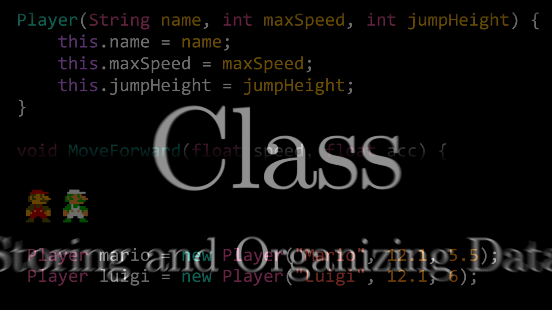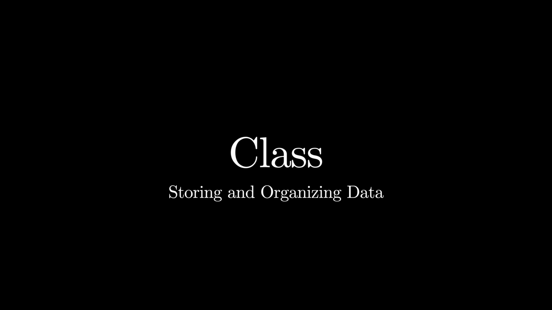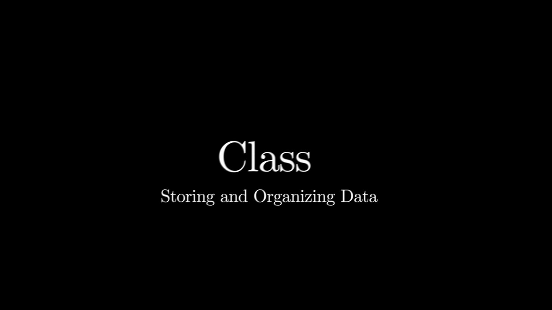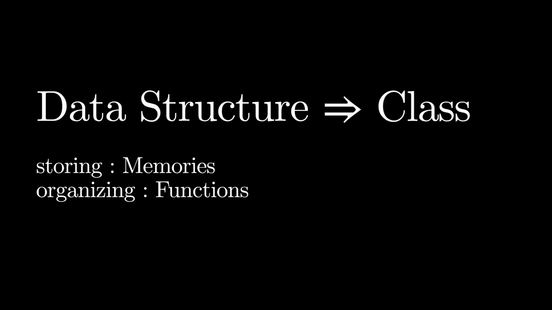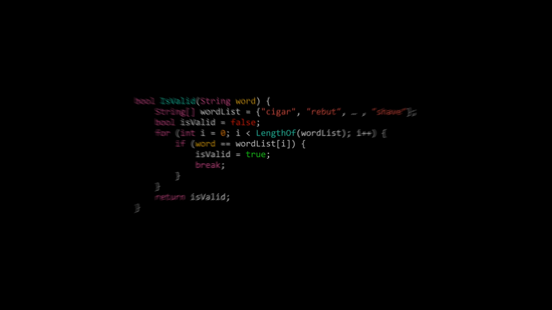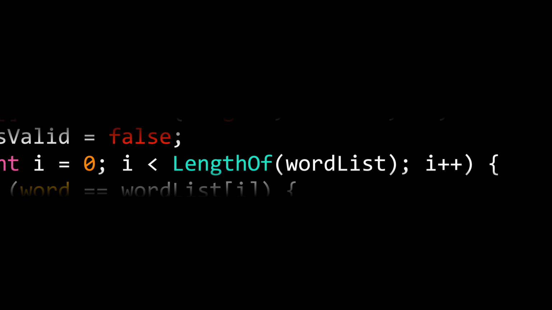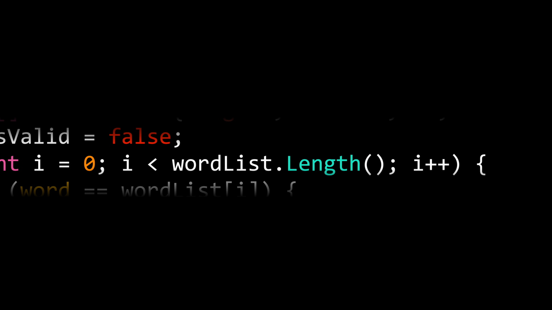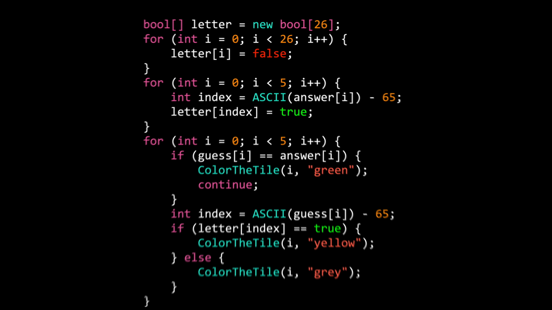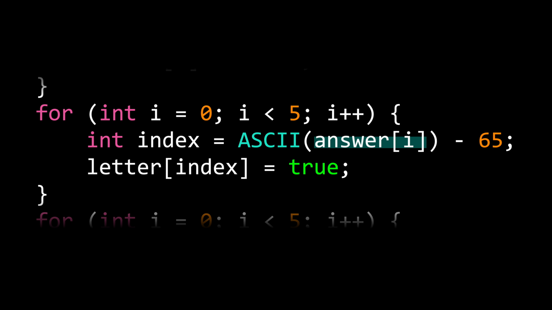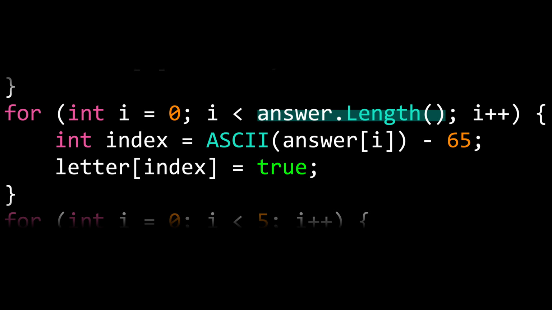By using the class, we can store and organize data easily. Wait, store and organize data. Sounds familiar? It's the same feature as a data structure. Actually, nearly all data structures are classes. Array, for example: the length function is actually written like arrayname.length because it's one of the functions that belongs to the array class. Besides, strings are also arrays, so they are actually classes too. For instance, to get how many characters are in the string, we can also use the length function.